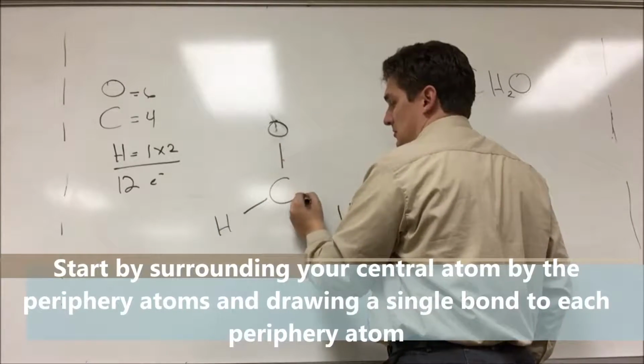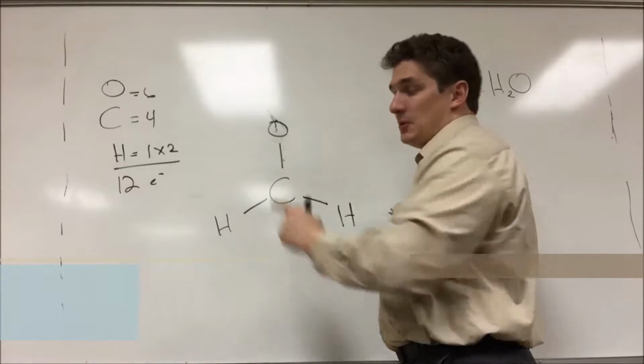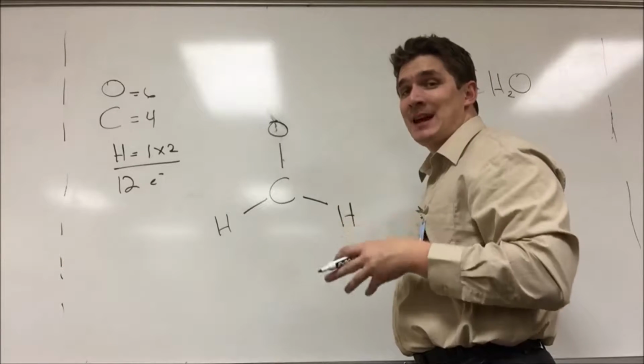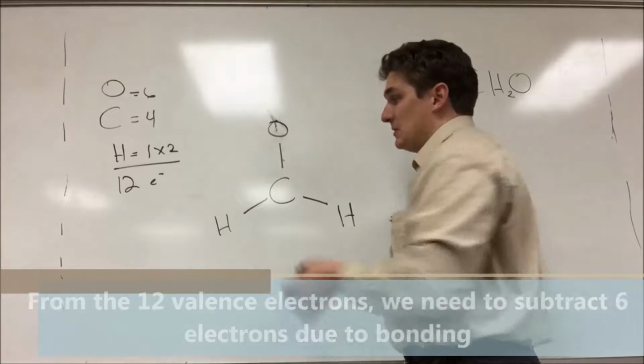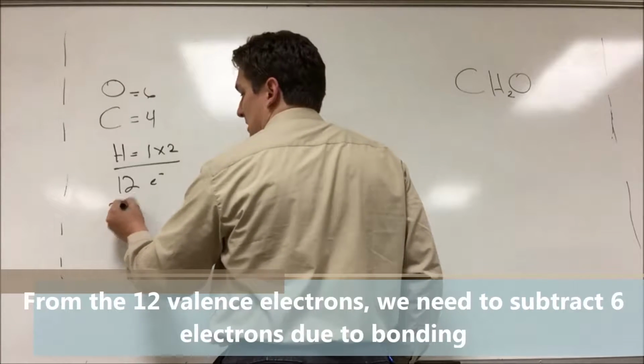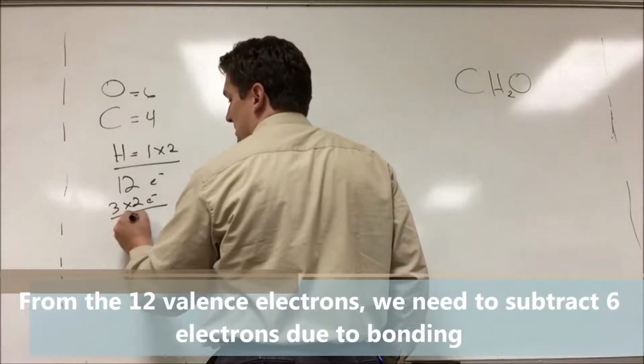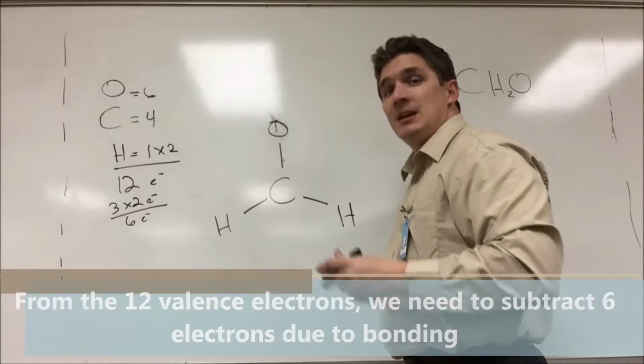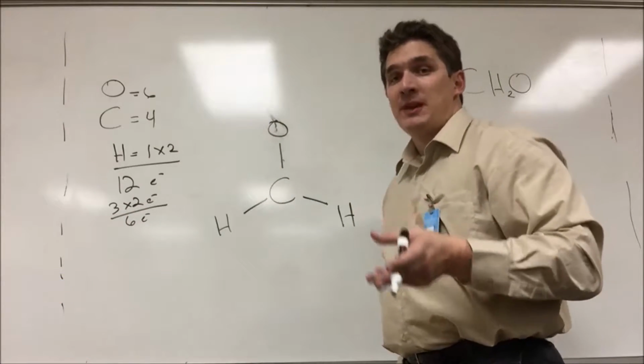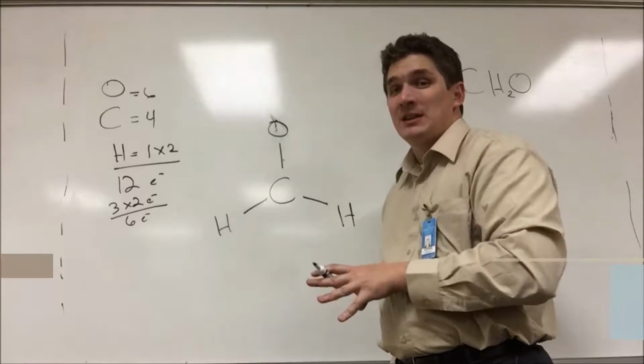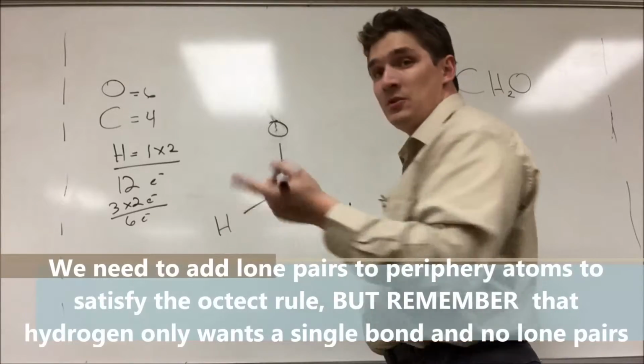1, 2, 3. From our valence electrons, we need to subtract out the number of electrons that are wrapped up in bonds. So we've got 3 bonds, each contains 2 electrons, and this will leave us with a total of 6 electrons left. Now we want to start satisfying the octets of the periphery atoms, but keep in mind, hydrogen doesn't want an octet, it only wants 1 bond. So we're only going to work with oxygen.